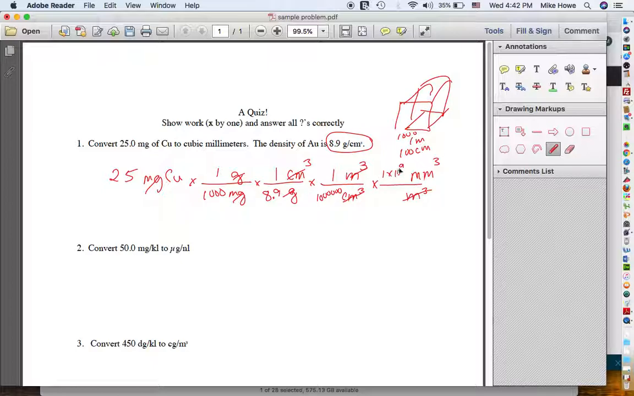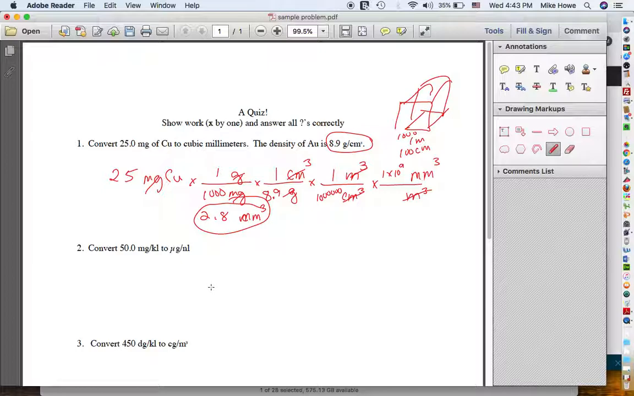Now we're ready to do the math. Looks to me like I could simplify it a little bit. I'm going to do that for sake of time. So this is 6 zeros, this is 3 zeros, total 9 zeros. 9 zeros. They cancel. So really you have 25 divided by 8.9. I'm doing that on a calculator as we speak, so it's 2.8. So the answer is 2.8 cubic millimeters. All right, that was number one.